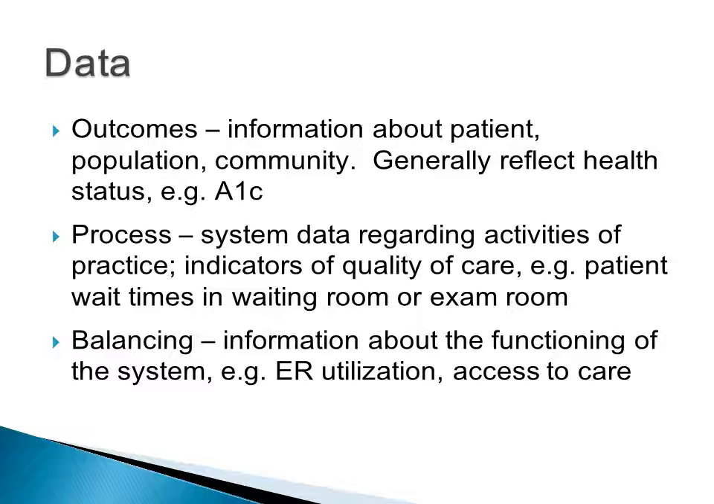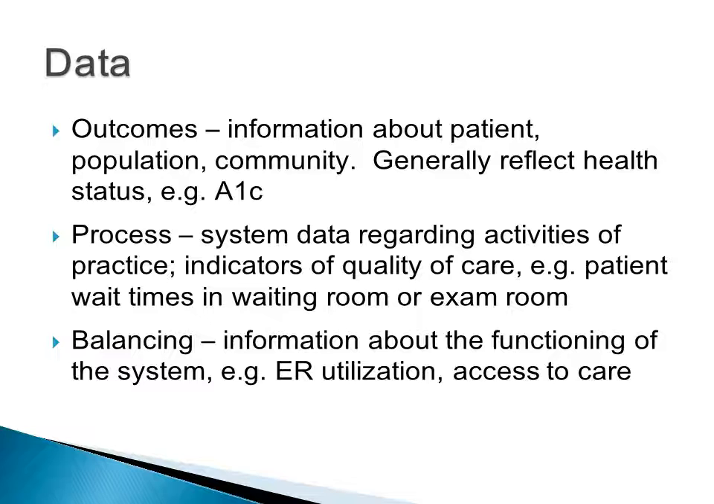One is outcomes, and this is information about the patient or the population that you're serving or the community. And it generally reflects health status, such as a group of patients' A1Cs or their blood pressure or whether or not they're smokers. The second set of data are process data, which are system data regarding the activities of the process. And I talked about this a few minutes ago.